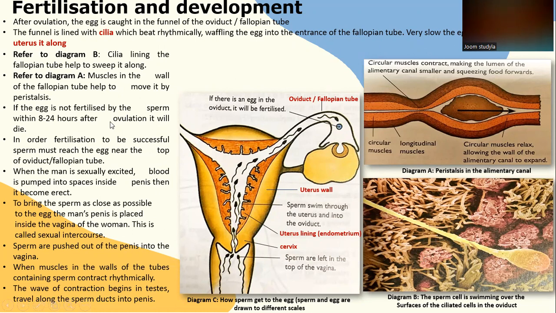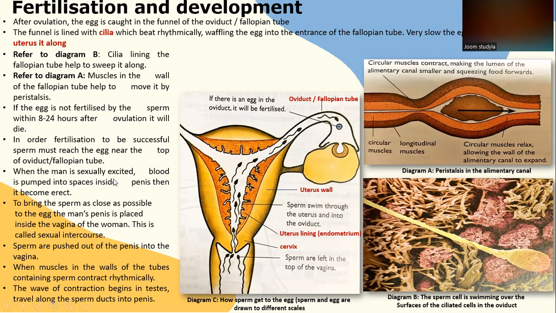Refer to diagram A. Diagram A illustrates muscles in the wall of the fallopian tube, which help to move it by peristalsis. If the egg is not fertilized by the sperm within 8 to 24 hours after ovulation, it will die. In order for fertilization to be successful, sperm must reach the egg near the top of the oviduct.